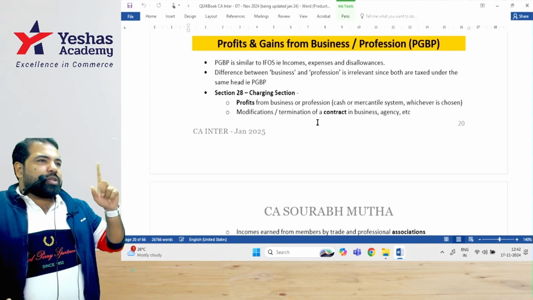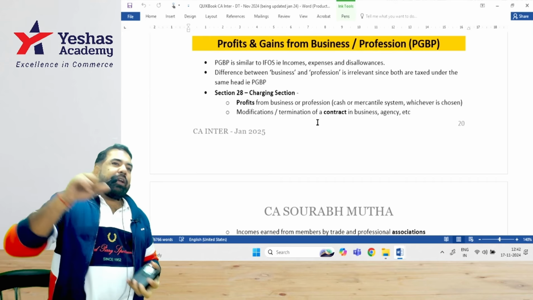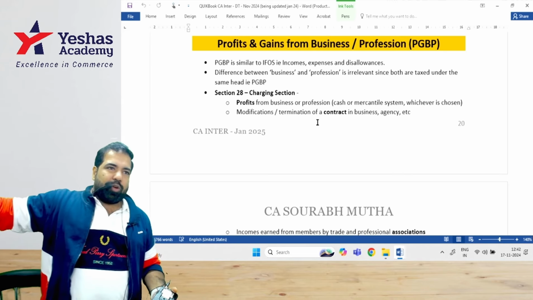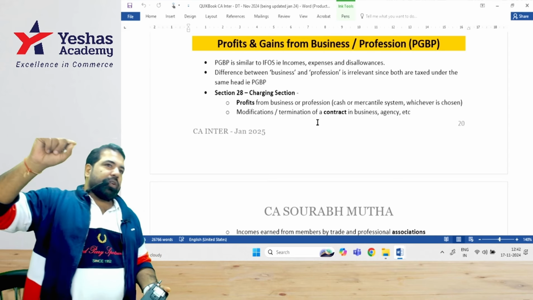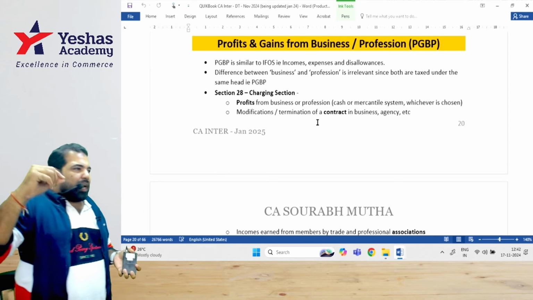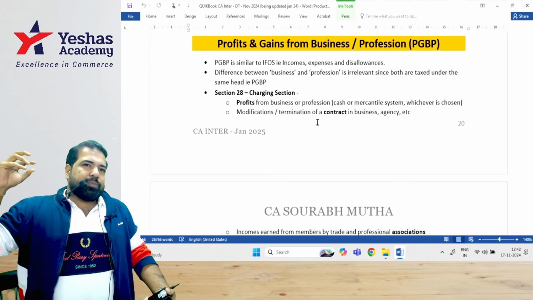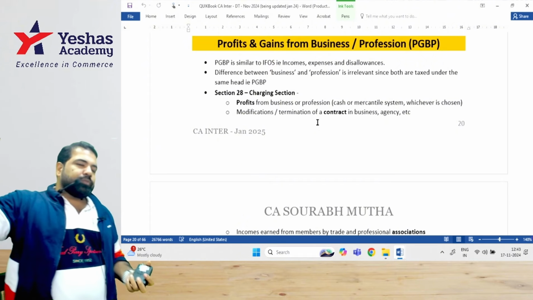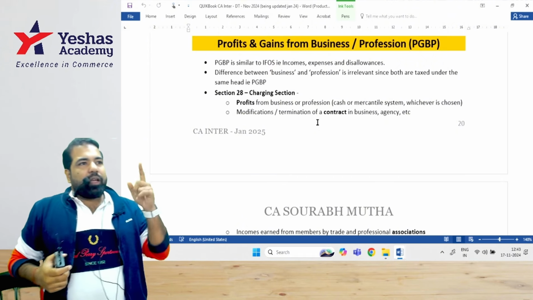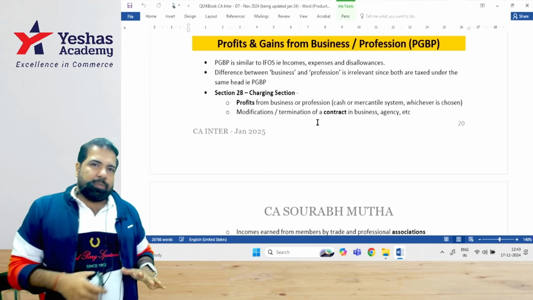Guys, as a person who was employed previously with EY, my salary used to go under salaries and interest still goes under bank, IFOS. But if I get partner salary or partner's interest, basically that will always go under PGBP. Guys, things like that will always find their space in PGBP. And as a businessman, if I have stock, if I sell the stock, PGBP. But even if I convert my stock into assets, still it will go under PGBP. These are my incomes under PGBP.